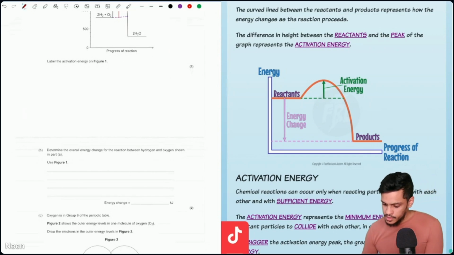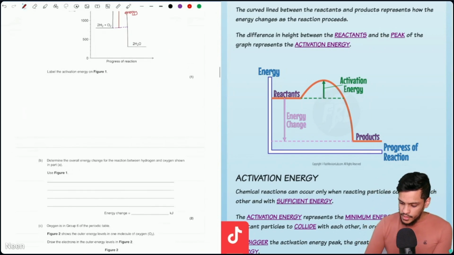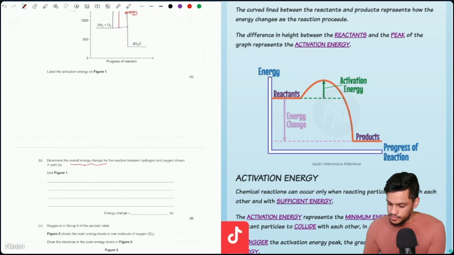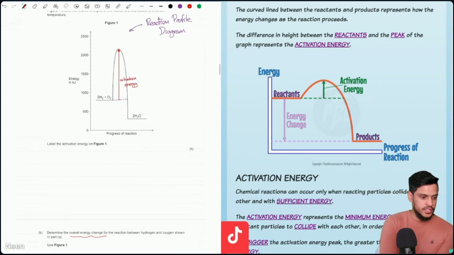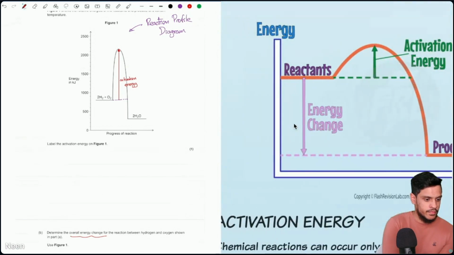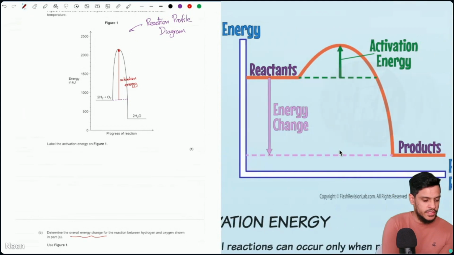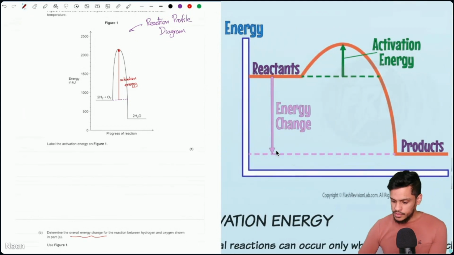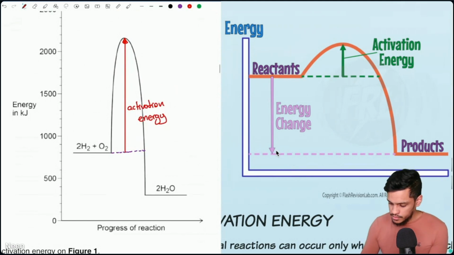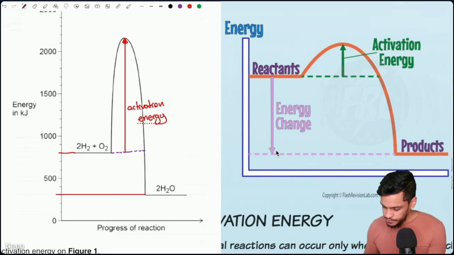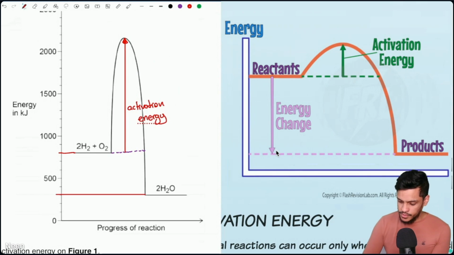Okay, on to the next one. Determine the overall energy change for the reaction between hydrogen and oxygen shown in part A. Overall energy change. You can see here in our notes, energy change is from the reactants down to the products. So let's do the same on our question. Reactants is here, and products around there. We have to get this number minus the bottom number to find the energy change. We want to find the difference between these two levels.